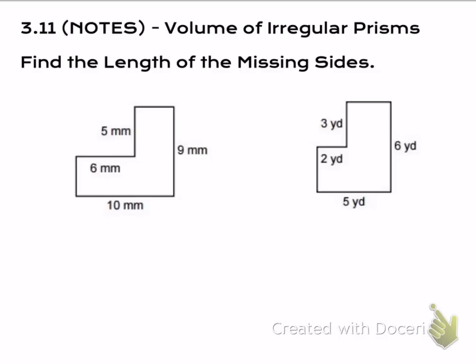Okay, so let's look at this first example on the left. What you want to do in this example is find the length of two missing sides. So let's first figure out what the two missing sides are, and then we can go from there. When I'm looking at the shape we have now, I see that this side is 10 millimeters. I see that this side is 9 millimeters. I see that this side is 5 millimeters. And this one's a little tricky because it's kind of in the middle, but it's this one that is 6 millimeters.